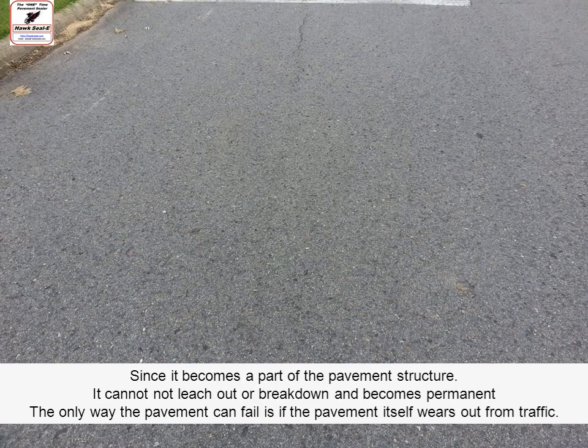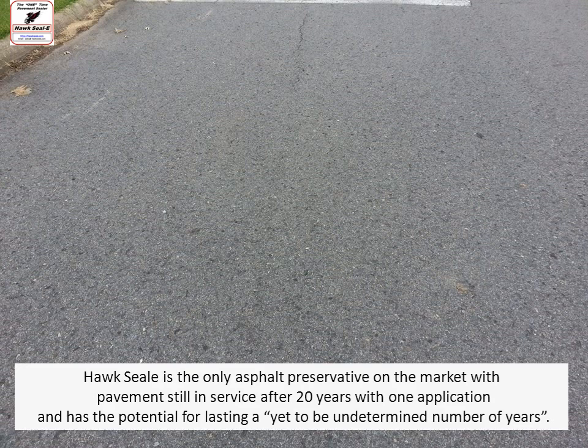Since it becomes a part of the pavement structure, Hawk Seal cannot leach out or break down, and it becomes a permanent part of the pavement. The only way the pavement can fail is if the pavement itself wears out from traffic. Hawk Seal is the only asphalt preservative on the market with a pavement that's still in service after 20 years with one application, and it has the potential for lasting a yet undetermined number of years.